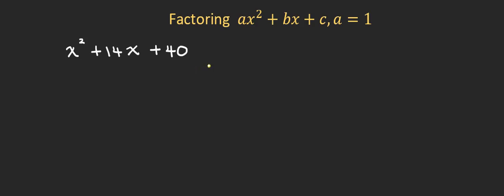In this video, we're going to factor trinomials that look like ax squared plus bx plus c, where a is equal to 1. So let's look at this example. Let's first identify what a, b, and c are. What is our a here? A is 1. That's the coefficient in front of x squared. What is b? B is positive 14. And what is c? C is 40.